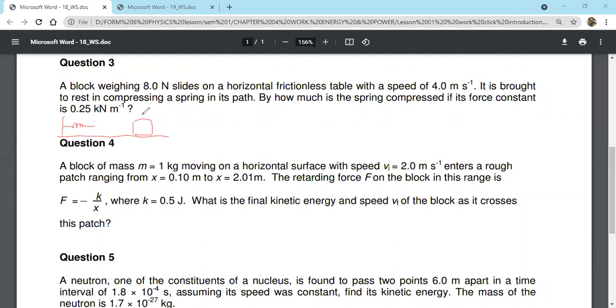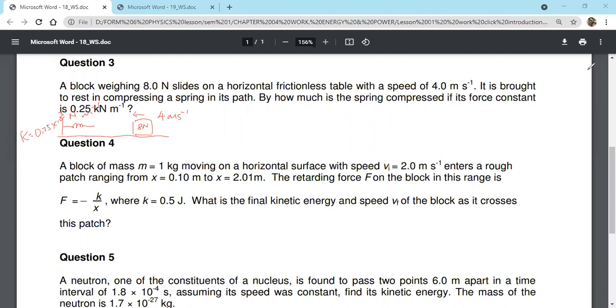So a block is moving with a speed of 4 m/s. It hits the spring and compresses the spring until it stops. The spring has k equal to 0.25 times 10 to the power 3 newtons per meter.